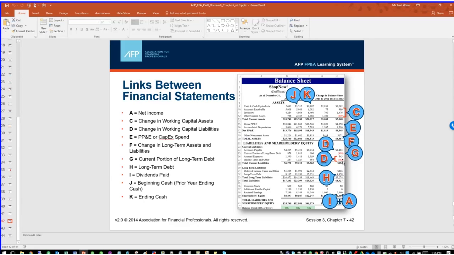Okay, so that was D. Then we get E, which is the change in fixed assets, and that includes right there the gross PP&E. F, change in other non-current assets. Now G we talked about. H is our long-term debt, and I is our retained earnings.